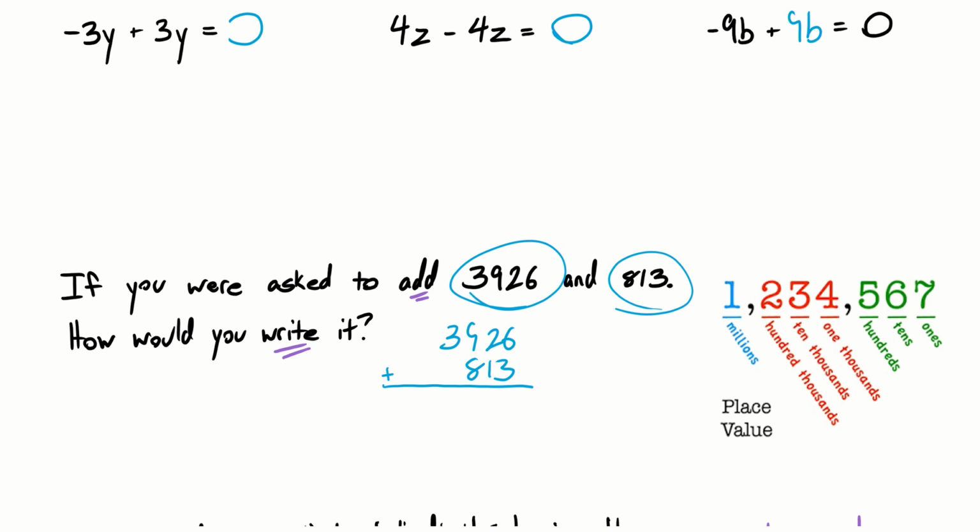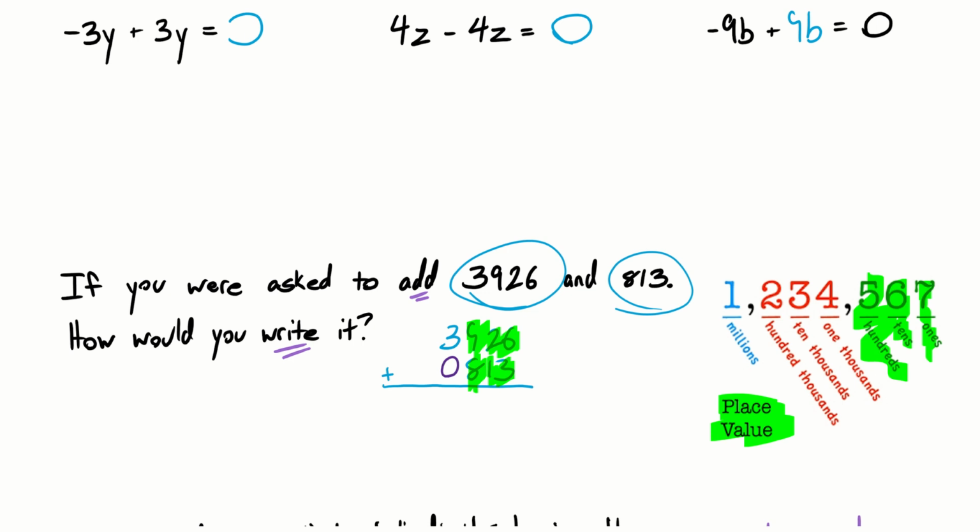Now, why did we do it that way? Because of place value. The 6 and the 3 are in the 1's place value, so we stack them on top of each other. The 2 and the 1, those are in the 10's place value, so we stack them on top of each other. The 9 and the 8 are in the 100s, so we stack them on top of each other. And the 3 in the thousands place value, just kind of hanging out by itself, technically above a 0, right?